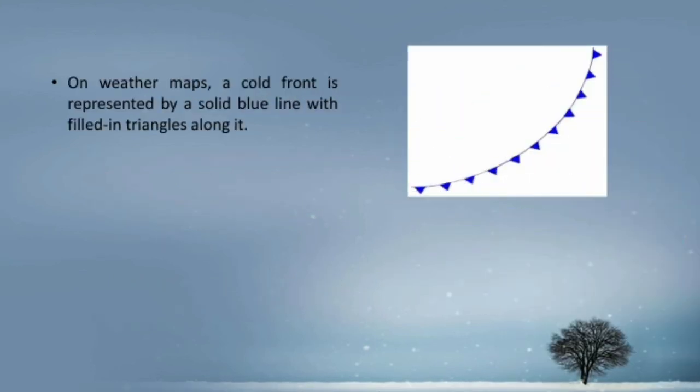As for its symbol, you may notice that a cold front is represented by a solid blue line with filled-in triangles along it. The triangles are like arrowheads pointing in the direction that the front is moving. Here, temperatures at the ground level change from warm to cold as you cross the front line. And note that the air behind the front is cooler compared to the air ahead of it.